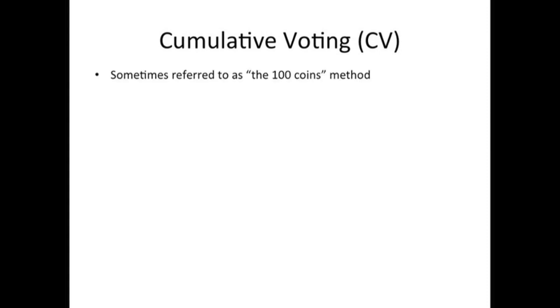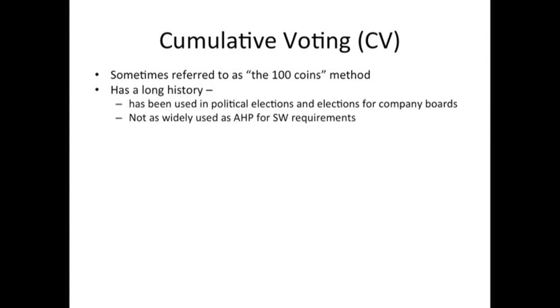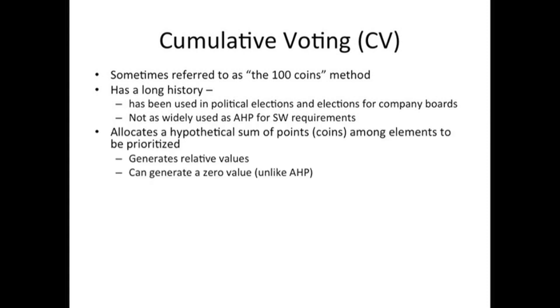What is cumulative voting? Well, it's sometimes referred to as the 100 coins method, and you'll see exactly why we refer to it that way as we walk through the example. It's got a long history. It's useful for elections or allocating people for a number of positions. For example, if you're going to elect people to represent a company on a company board or a committee. It's not as widely used as the analytic hierarchy process for software requirements, but it is used for that purpose.